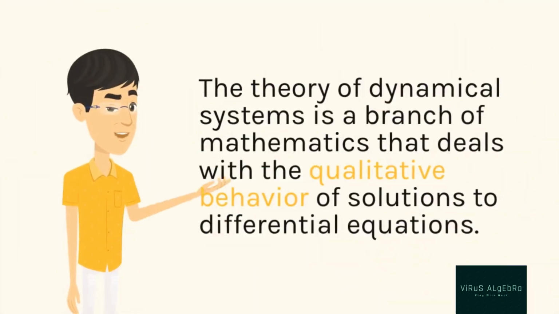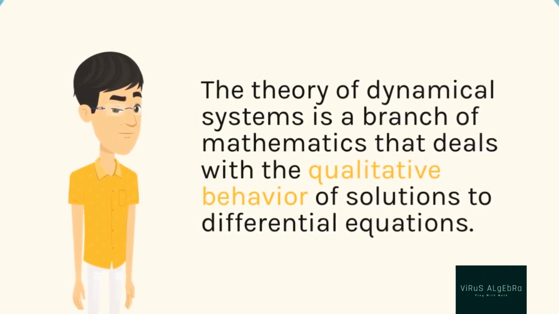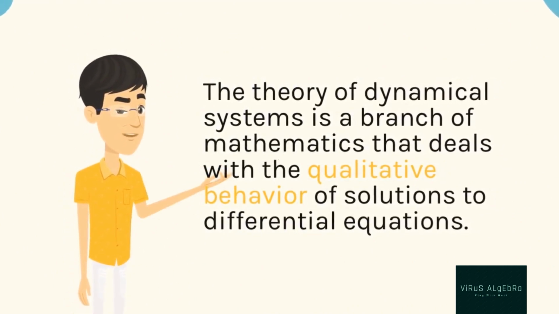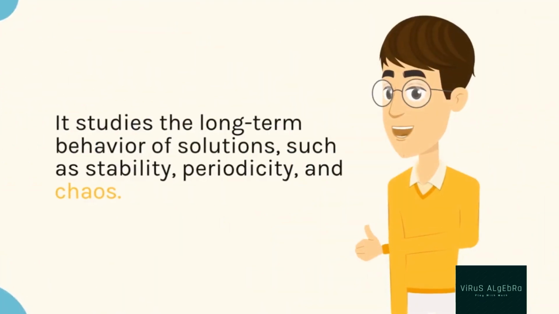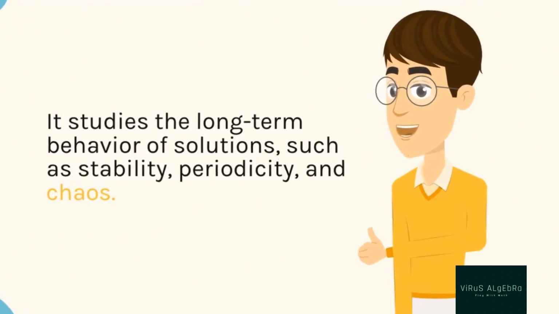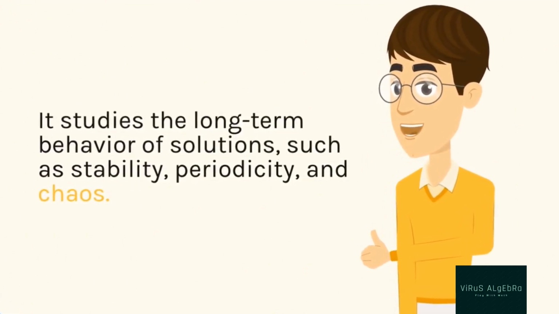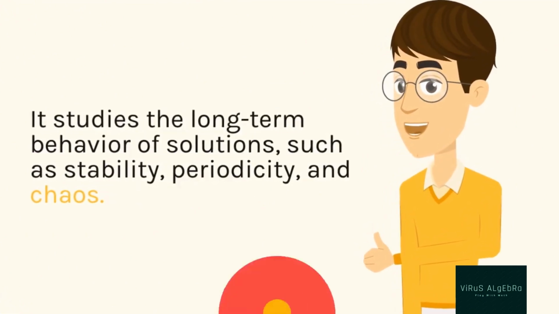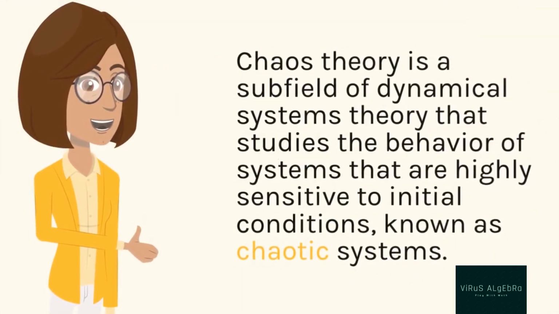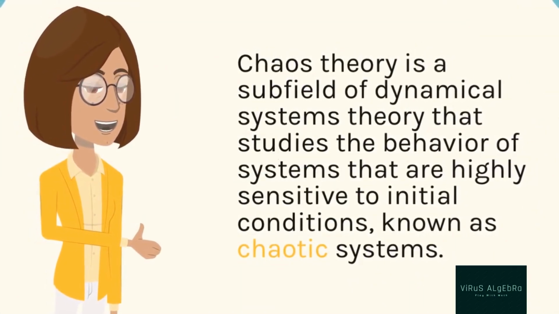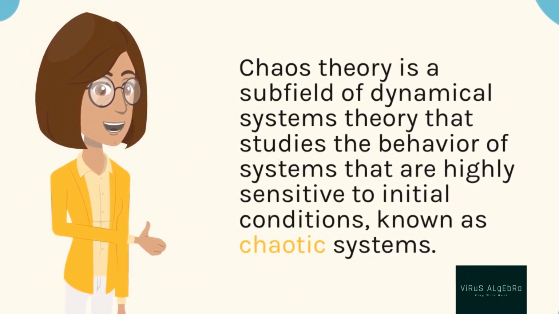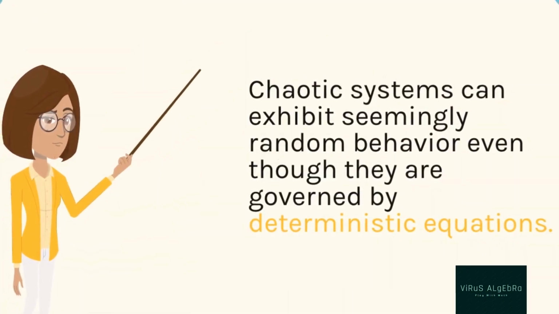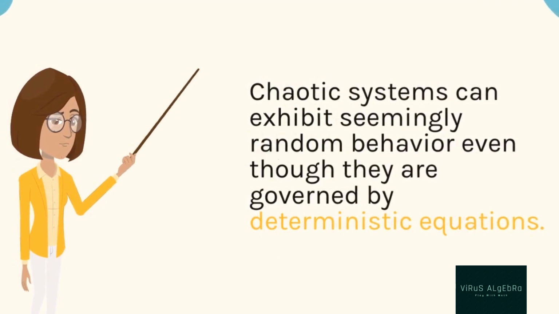The theory of dynamical systems is a branch of mathematics that deals with the qualitative behavior of solutions to differential equations. It studies the long-term behavior of solutions, such as stability, periodicity, and chaos. Chaos theory is a subfield of dynamical systems theory that studies the behavior of systems that are highly sensitive to initial conditions, known as chaotic systems. Chaotic systems can exhibit seemingly random behavior even though they are governed by deterministic equations.